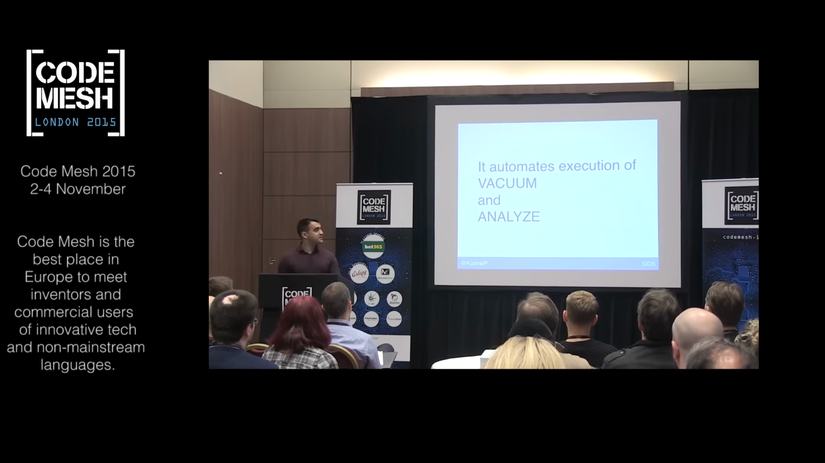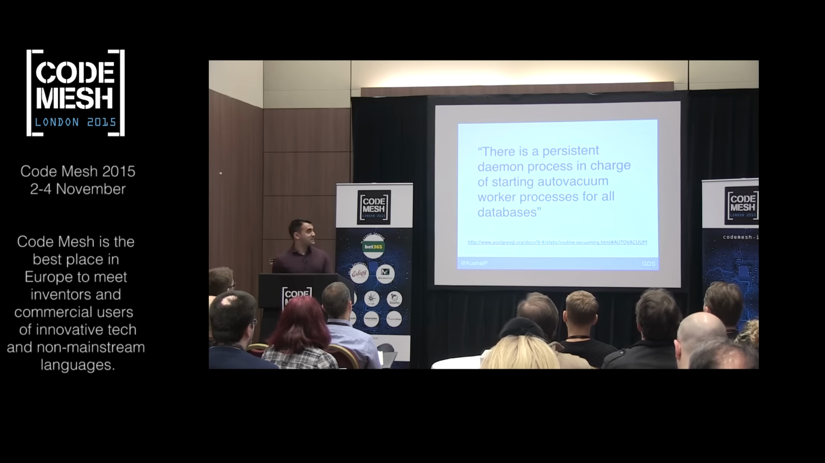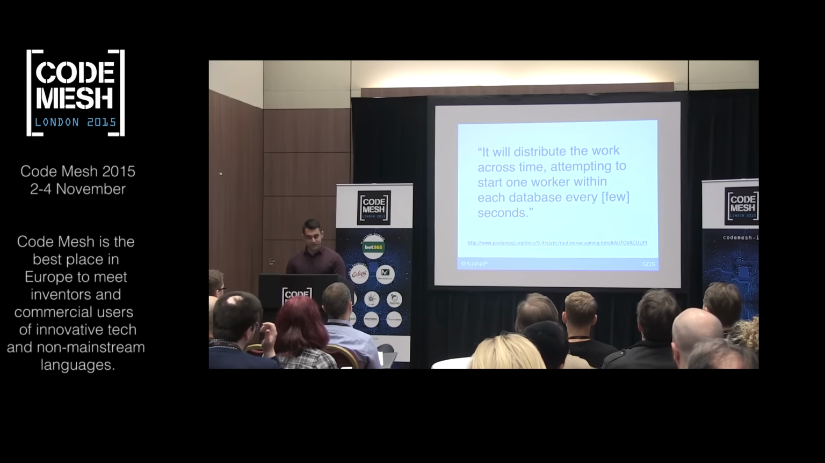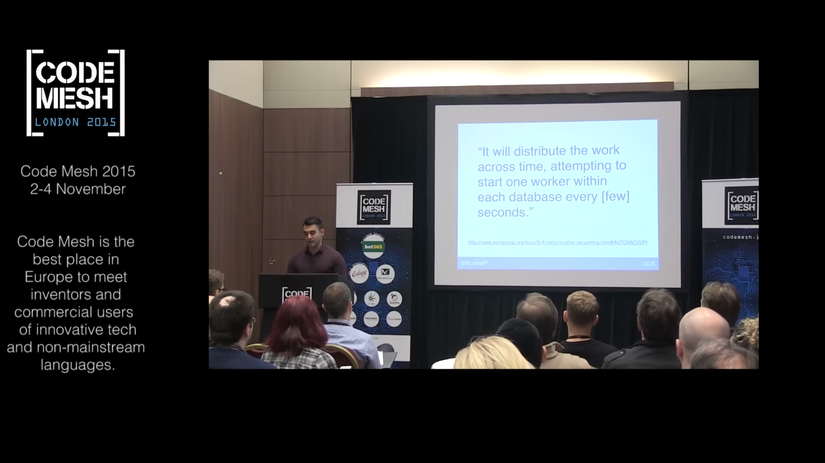And if we look at the docs for Postgres, which if you haven't, are incredible, and as documentation for any database goes, it's miles ahead of anything else. I'm just quoting directly from it. There is a persistent daemon process in charge of starting autovacuum worker processes for all databases. It will distribute the work across time, attempting to start one worker within each database every defined seconds. And that sounds a lot like a scheduler to me. And if you look at the code for Postgres, that's exactly what it's doing underneath.